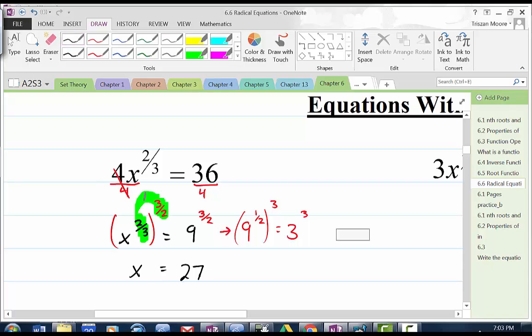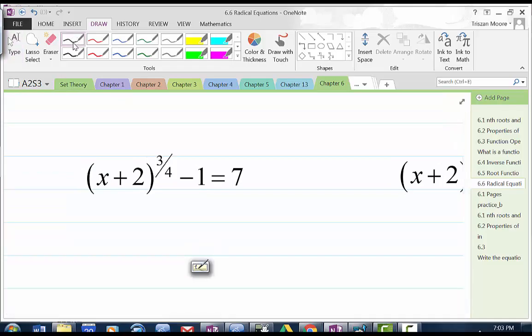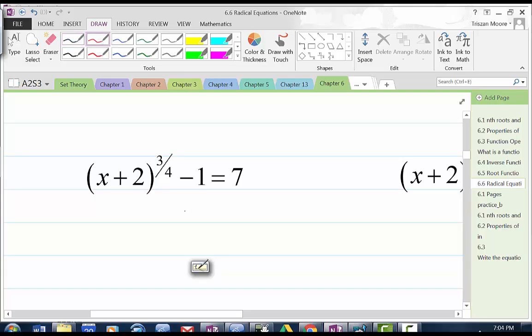right? Let me do the one down here for you, just so you can see what I'm talking about a little bit more clear. If I have a binomial to an exponent or whatever, we're going through the same exact thing, right? First, let me add 1 on both sides. Alright, I got that out. Add 1 on both sides. So I end up with x plus 2 to the 3/4. And all of that equals 8.